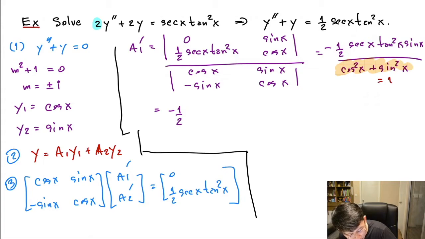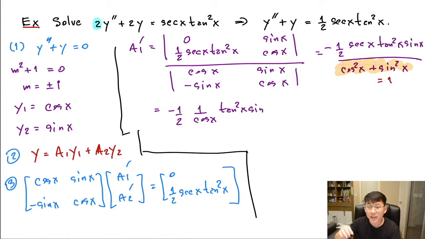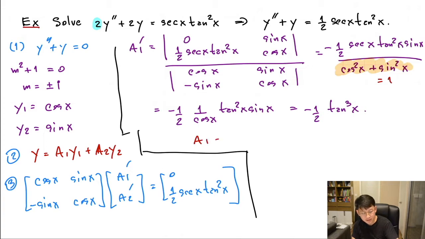So a1 prime is actually minus 1/2 times sec, which is 1 over cos x, times tan squared x sin x. But guys, sin over cos is tan. So we have minus 1/2 of tan cubed x. So a1 is the integral of minus 1/2 of tan cubed x dx.